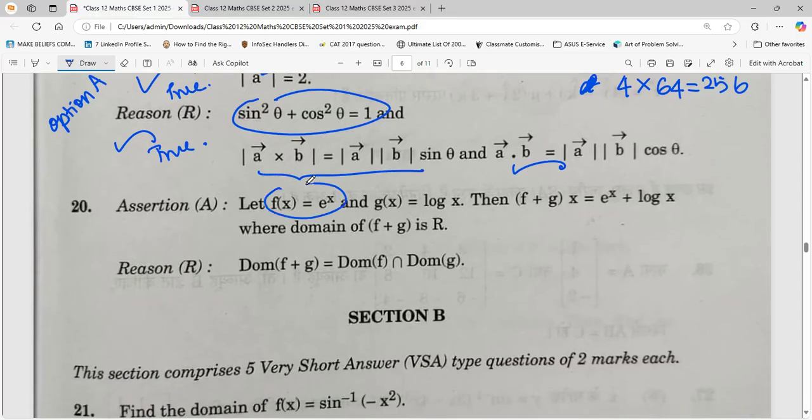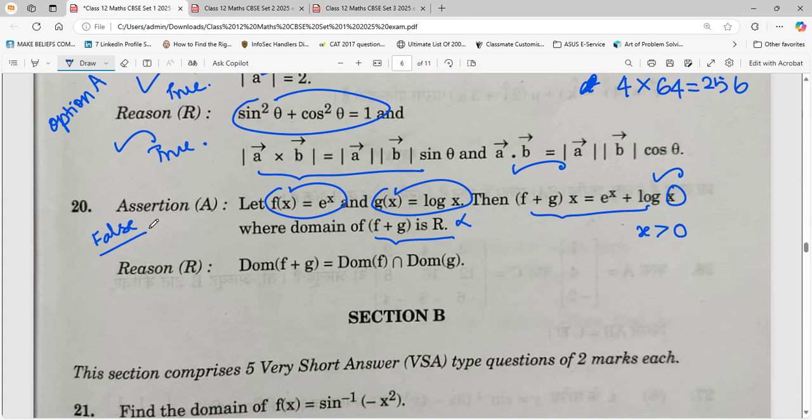F of x is e power x, g of x is log x, f plus g is equal to e power x plus log x, where the domain of f plus g is real numbers. That doesn't work that way. That's because for log x, x can take only numbers greater than 0. So x cannot be 0 or negative for any term involving log x. So the domain is not real numbers. So the assertion statement is false.